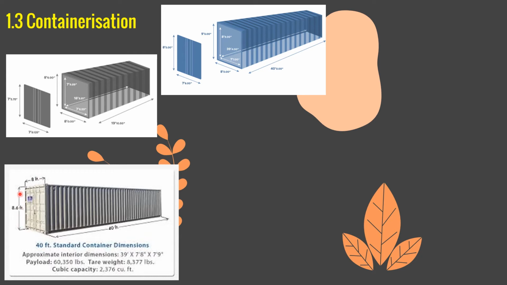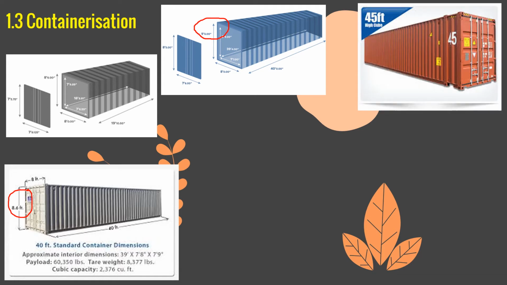The usual one is 8 feet 6, and this one, the high cube, yeah, we call them high cube, is 9 feet 6. Alright, so these are the high cube 40 footer container. However, there is also a 45 footer container. Normally, how do you know it's a 45 footer container? You will see the word 45 indicated here for an untrained eye. For a trained eye, one look, you know it's a 45 footer.